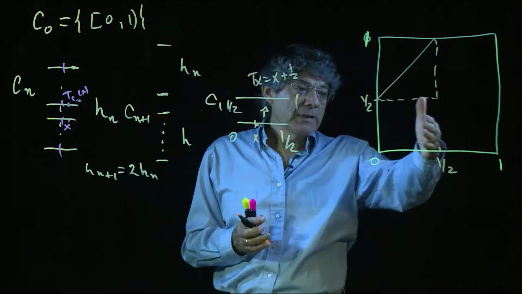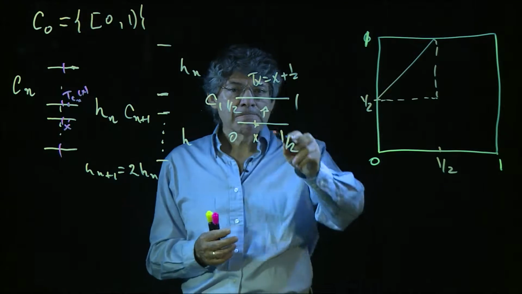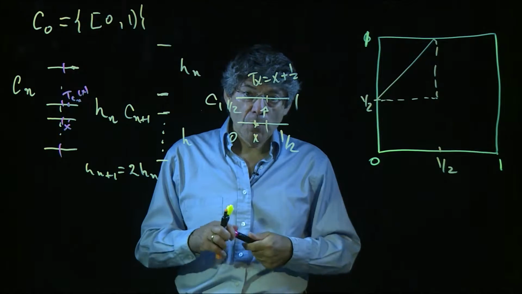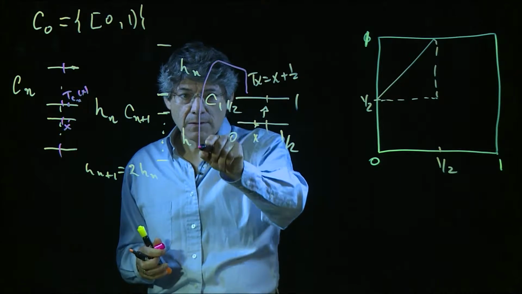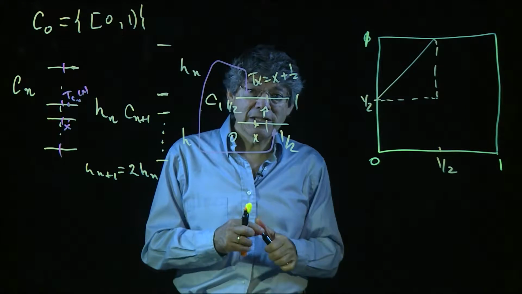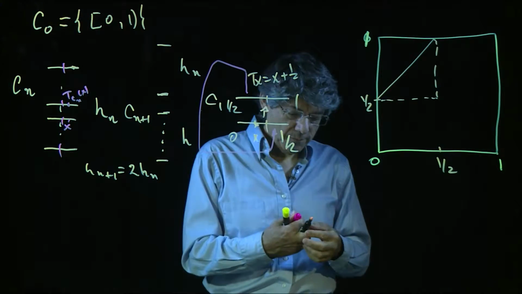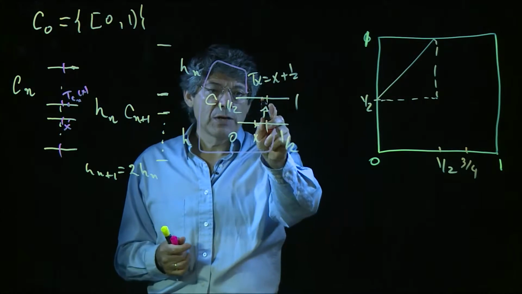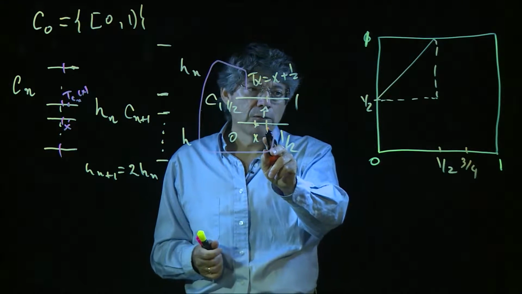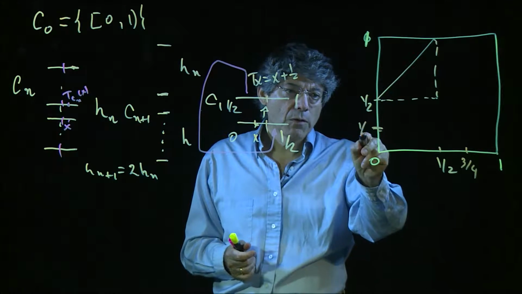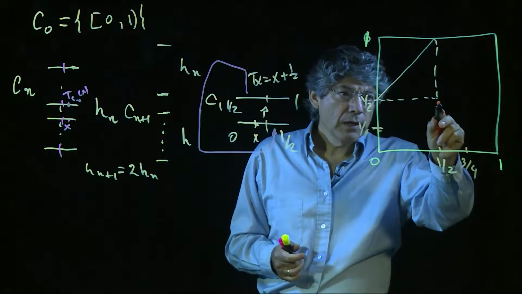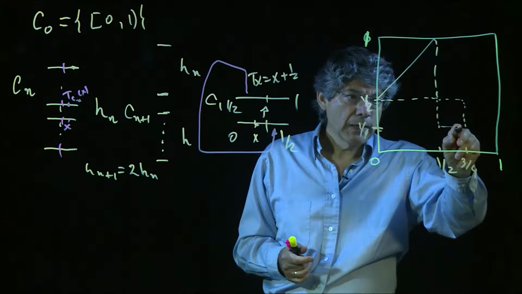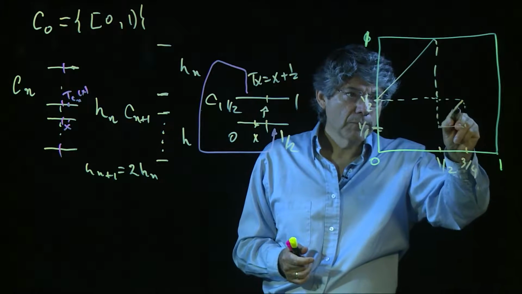Now let's continue. To get C2, we cut each one in half, and the top left is going to be sent to the bottom right. So the interval from a half to 3/4 is sent to the interval from a fourth to a half. Here, if we draw this part, the graph of T is this one.